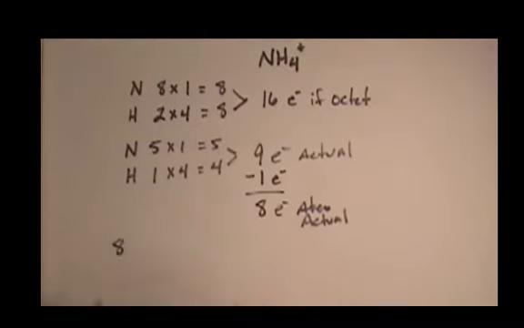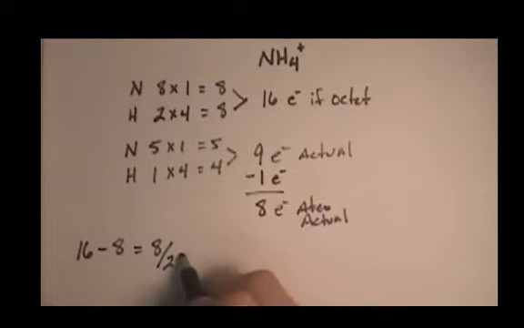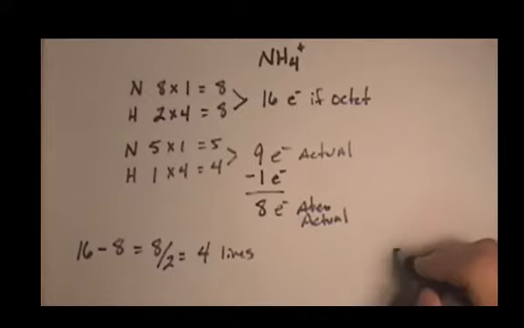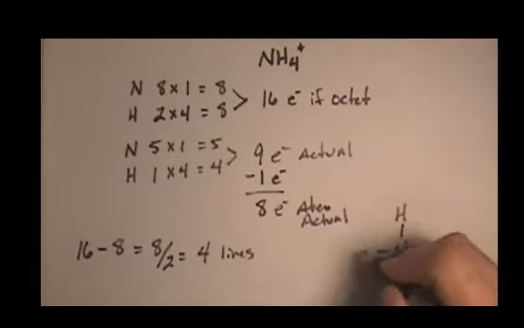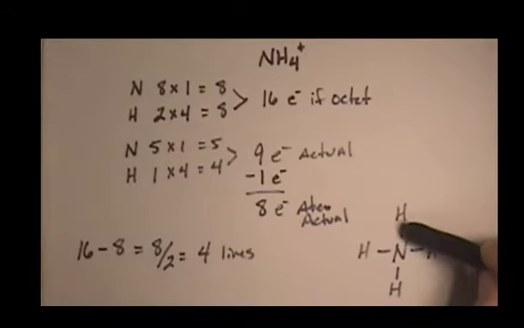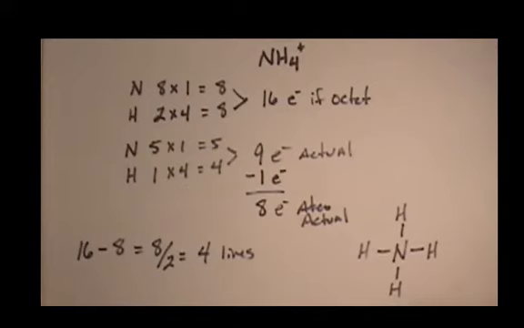We now go through and do our differences. So we get 16 minus 8. That would give us 8. We divide that by 2. That gives us 4 lines. We now can draw our Lewis structure. The nitrogen is going to go in the center. We singly bond all of the hydrogens to that central atom. And now we go through and consider what our values are. The nitrogen has 4 lines attached to it total. That means it has an octet. Each hydrogen has 2 lines on them. Those all have an octet.